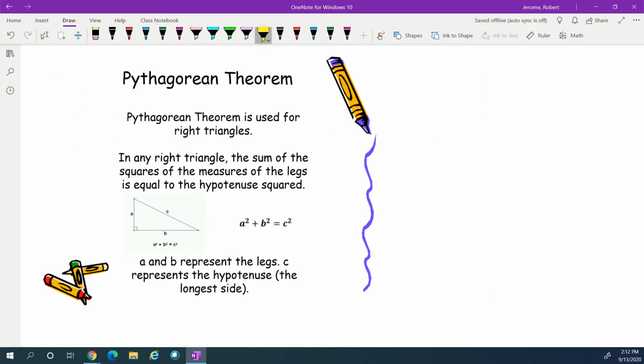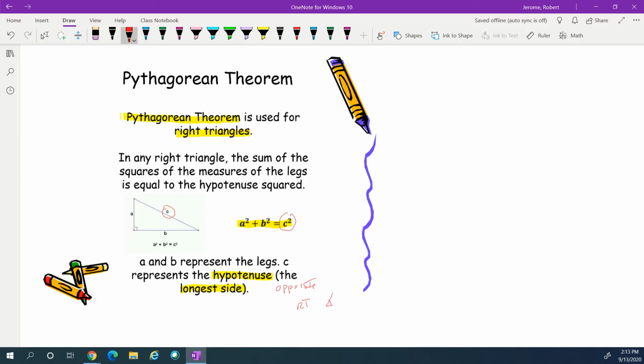So Pythagorean theorem is used for right triangles, and we can only use it for right triangles. Our formula is a squared plus b squared equals c squared, and it is really important to know which is which. The super important one is c, right there, the hypotenuse of the triangle. So we have to know that language, hypotenuse. The hypotenuse is the longest side, and it is always opposite the right angle.